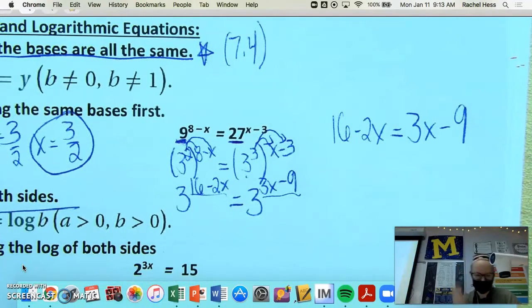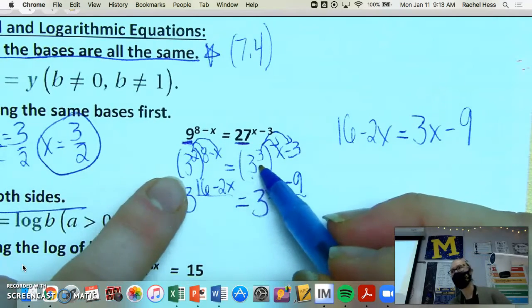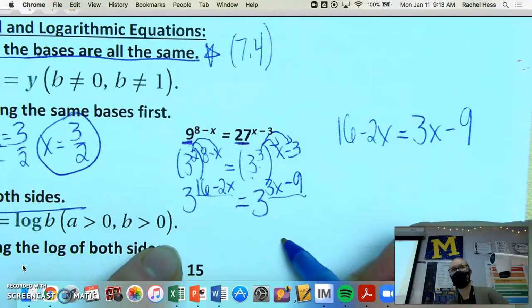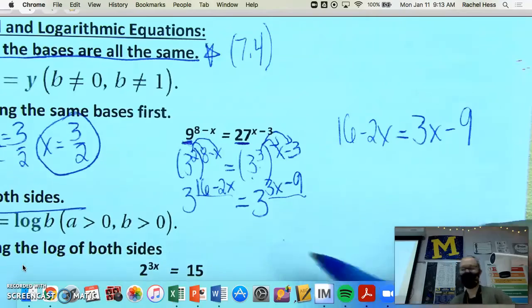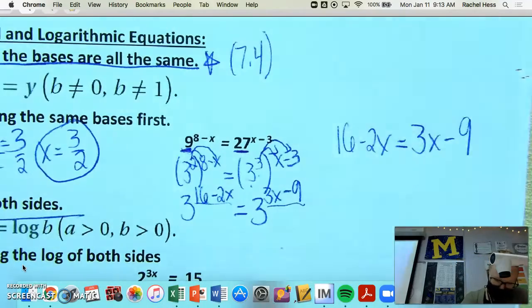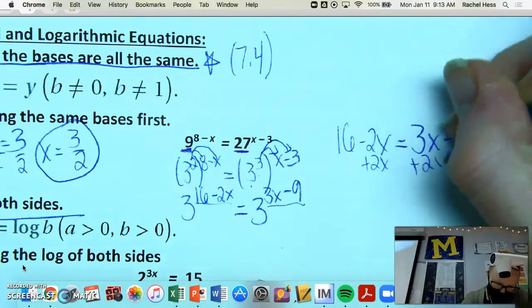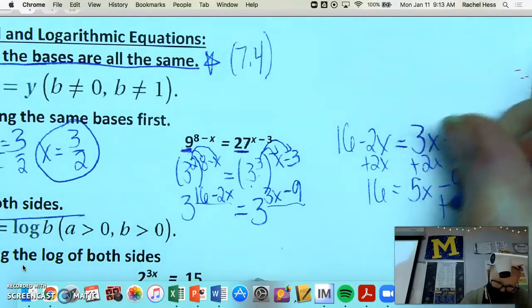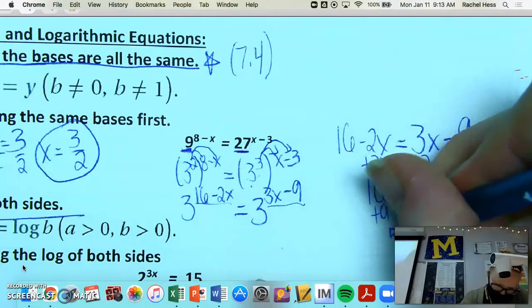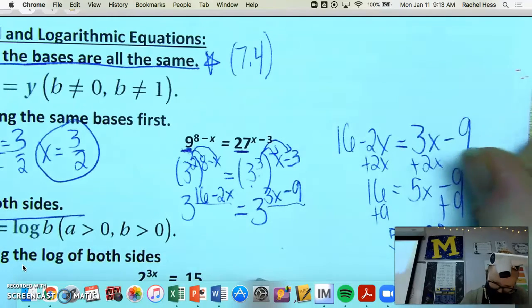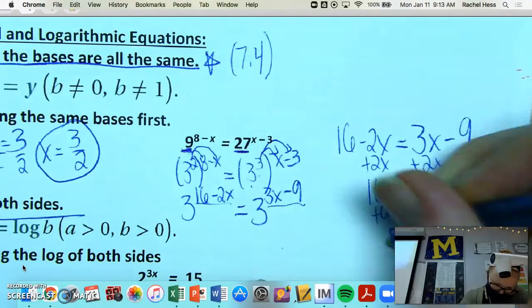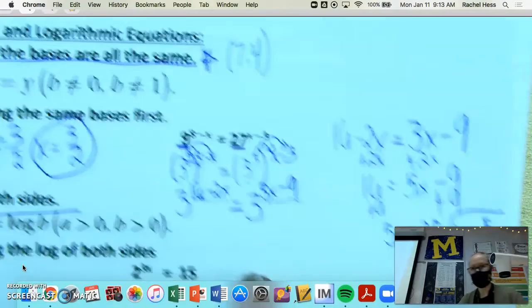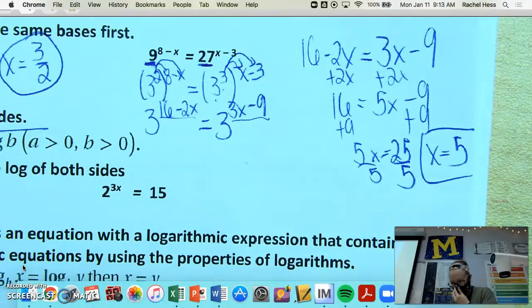Do you guys have questions on that? The changing of the bases, making the base the same, and then distributing your exponent? Yeah, it's really funky. Personally, I would add the 2x to the other side. So I get 16 equals 5x minus 9. Add the 9 to get 5x equals 25. So x equals 5. Sorry, my face is in the way. Okay. You have questions on that?